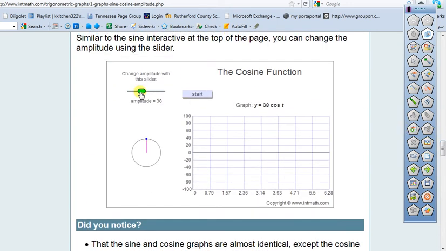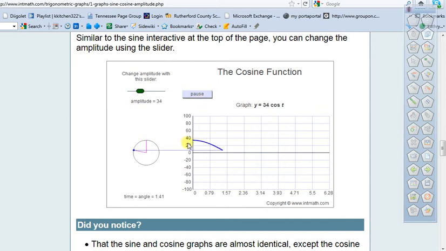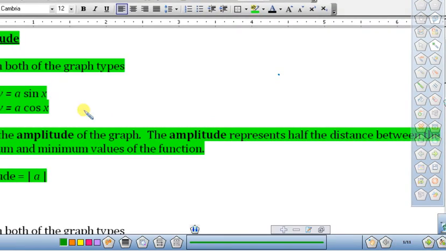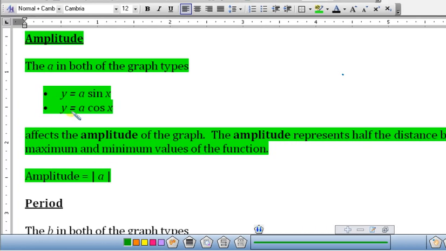Again, if I were just to move this around a little bit and start it, the amplitude is at 35. So the cosine starts at its maximum point, which is at 35, and then it dips down to negative 35. And that is amplitude. First thing we're going to do is, again, here are the notes that we took in class.